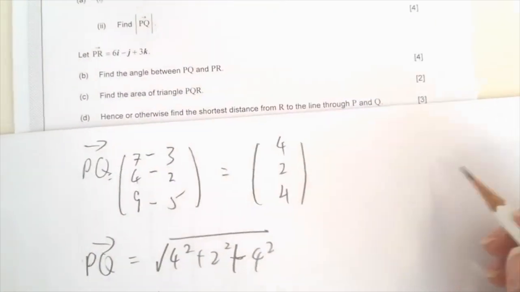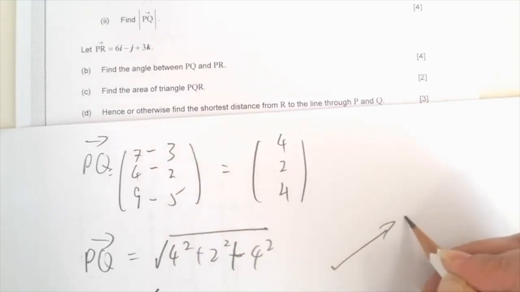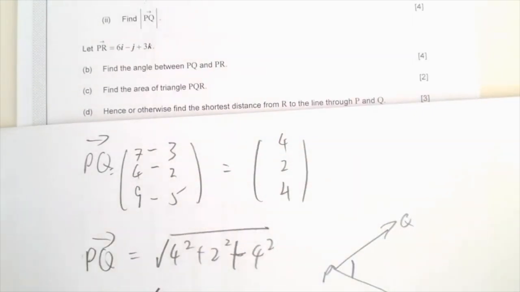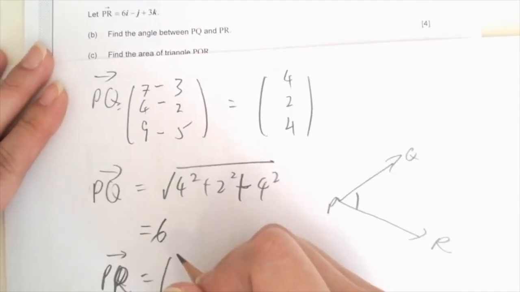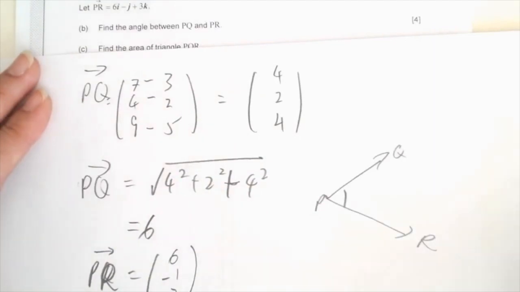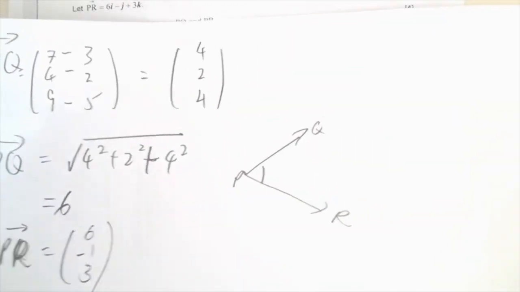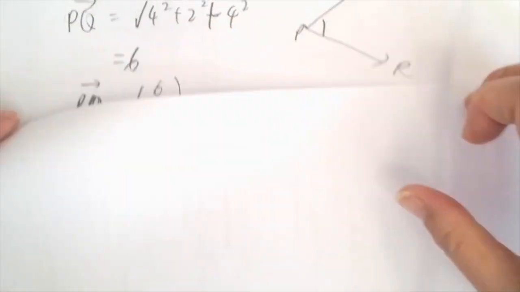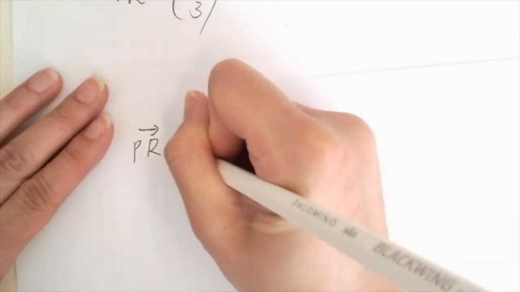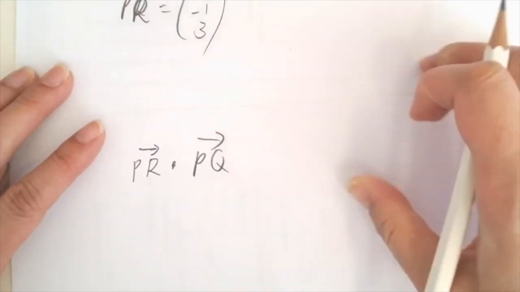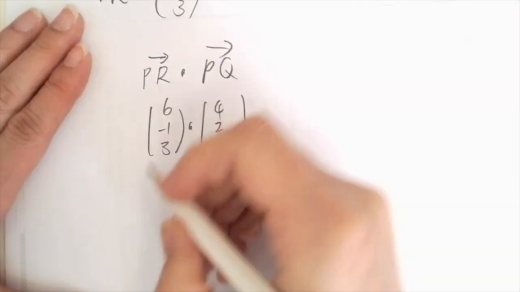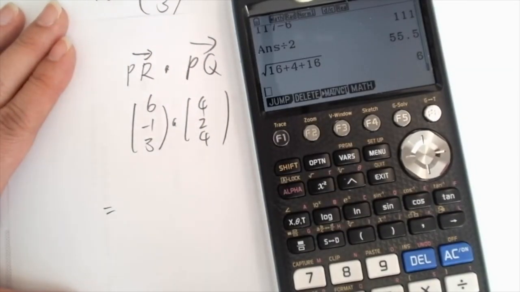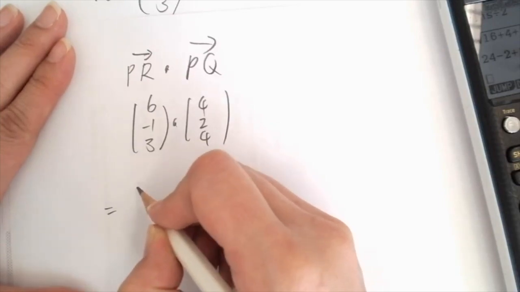Now there's another point, PR, so I have PQ and PR. Nice, I need this angle, so let's go find it. So PR, I would like to write it vertically, so I have 6, negative 1, 3. And then I need to find the angle first, so to do this, I will dot product these to help me a bit. So now we have PR dot PQ, which is 6, negative 1, 3 dot 4, 2, 4. So I got 24 minus 2 plus 12, 34. That's not a very lovely number. Anyway, I got 34 over there.